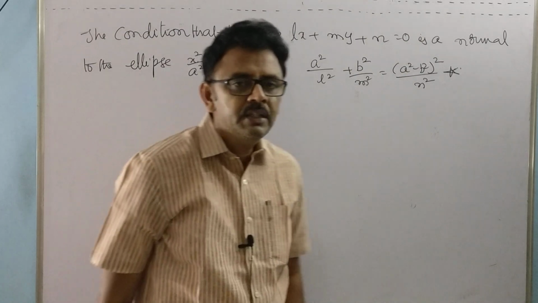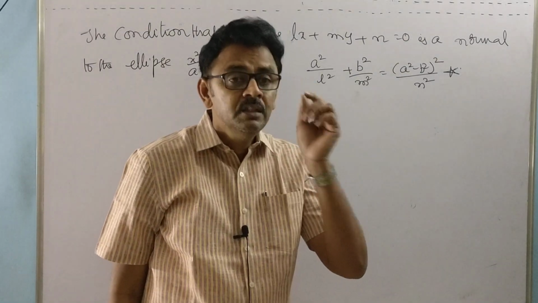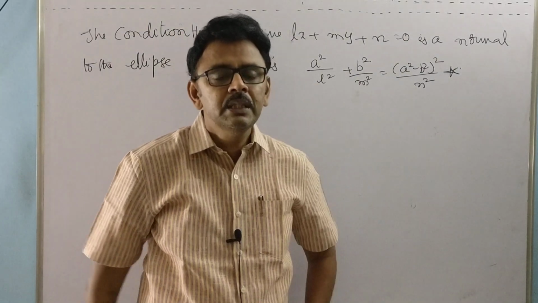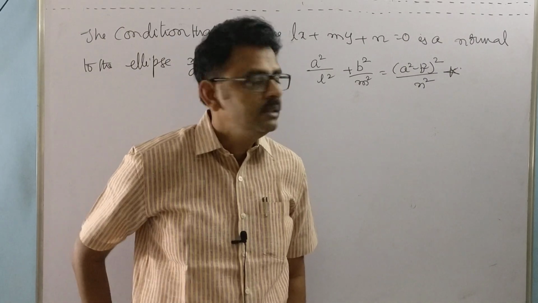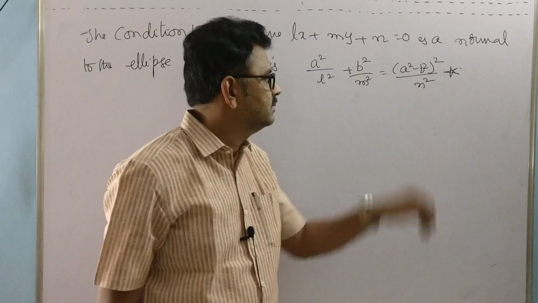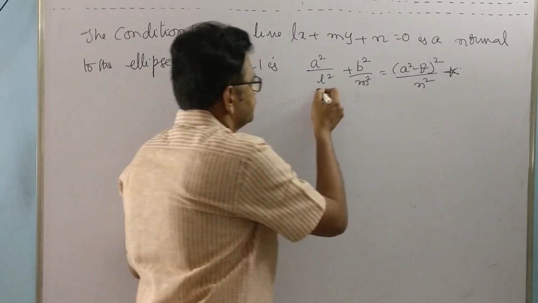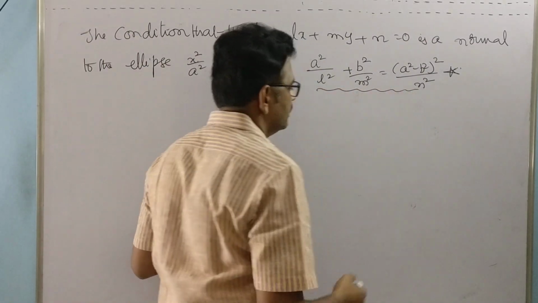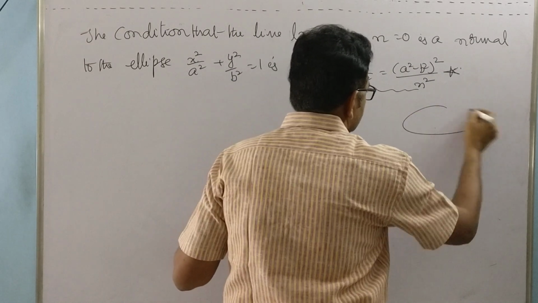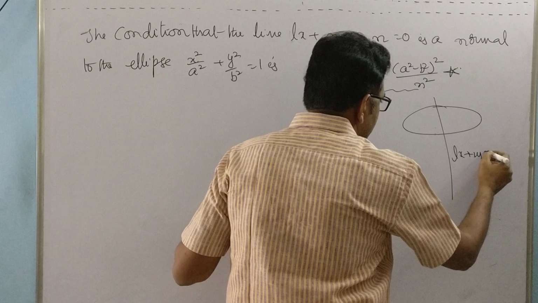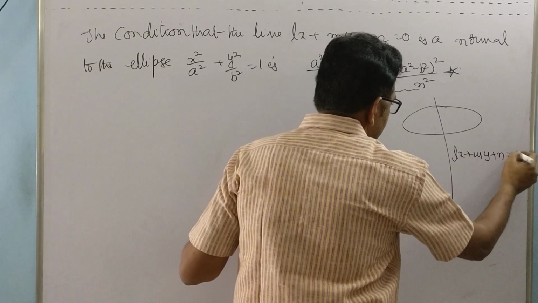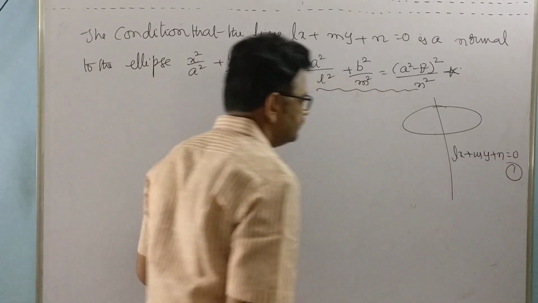You know the condition for tangent. What is the condition for tangent? A square L square plus B square M square equal to N square. That is the condition for tangent. But here the condition for normal is this one. See here, the line is Lx plus My plus N equal to 0. So this is a normal.